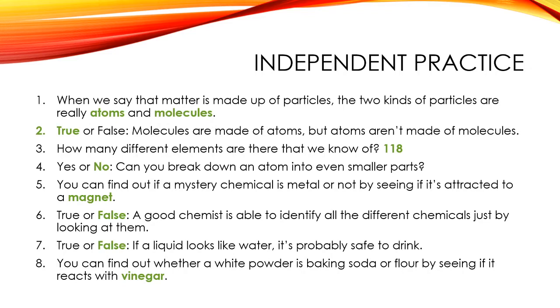Number 1, when we say that matter is made up of particles, the 2 kinds of particles are really atoms and molecules. Yeah, we're reviewing a little bit from yesterday's lesson. Number 2, true or false, molecules are made of atoms, but atoms aren't made of molecules. That is true. Molecules are made of a bunch of little atoms put together. Number 3, how many different elements are there that we know of? There are 118. Keep on practicing that number. You are expected to know that.